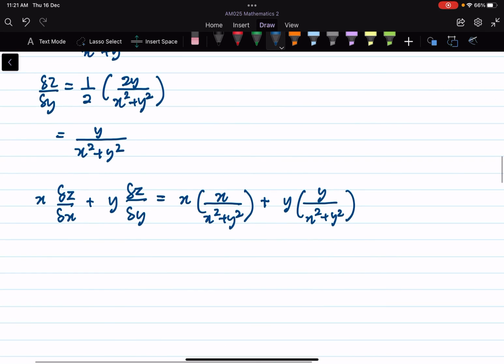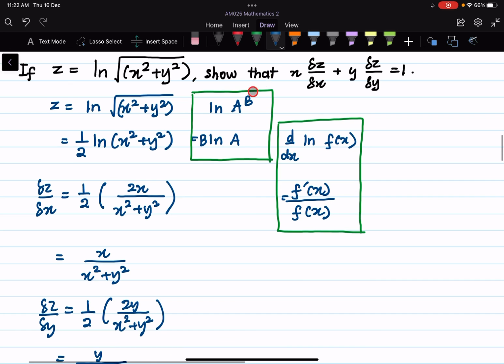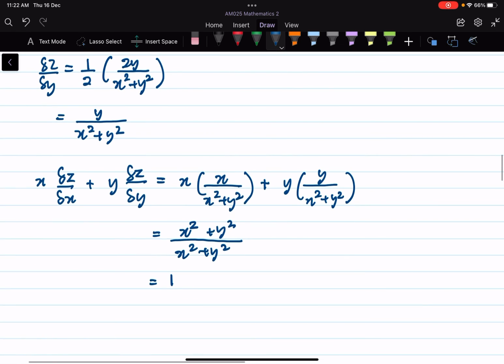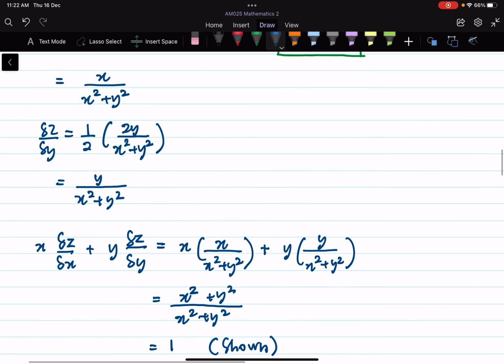So now we have this x squared and we have this y squared, divided with the same denominator here, x squared plus y squared, then this becomes 1. So we have shown that x ∂z/∂x plus y ∂z/∂y equals 1. Yes, it equals 1. Shown. That's it.